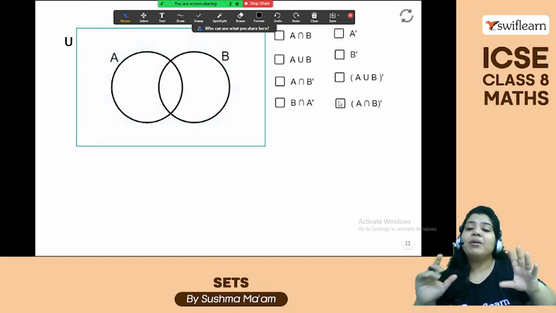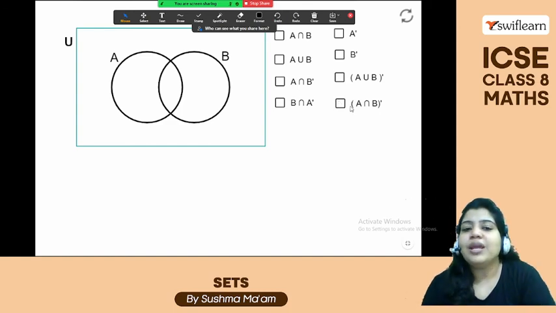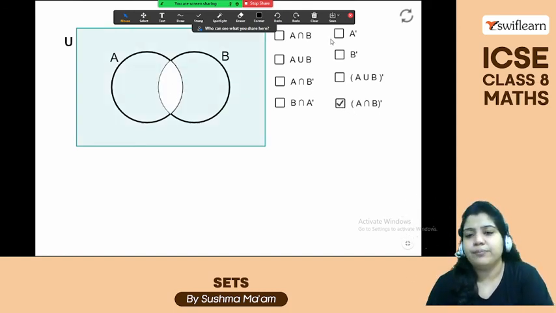Complement is just the opposite of that. So A intersection B complement means leaving all the part of A intersection B. I hope this is clear. Yes.